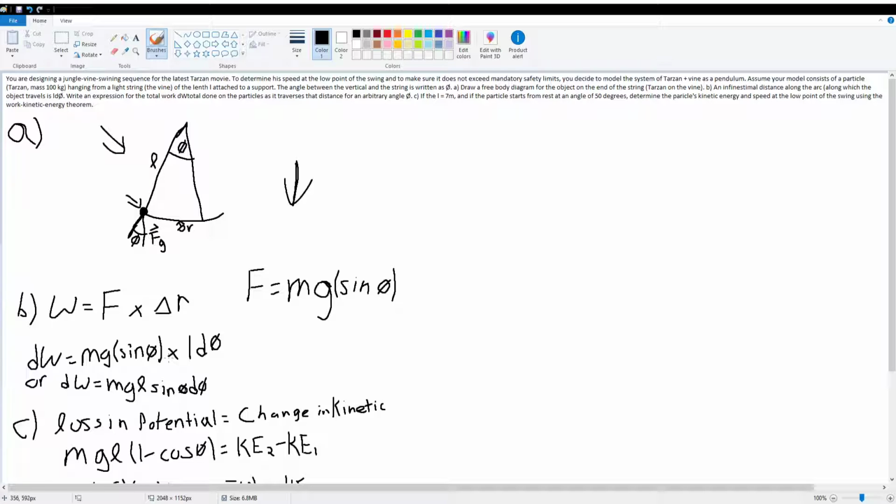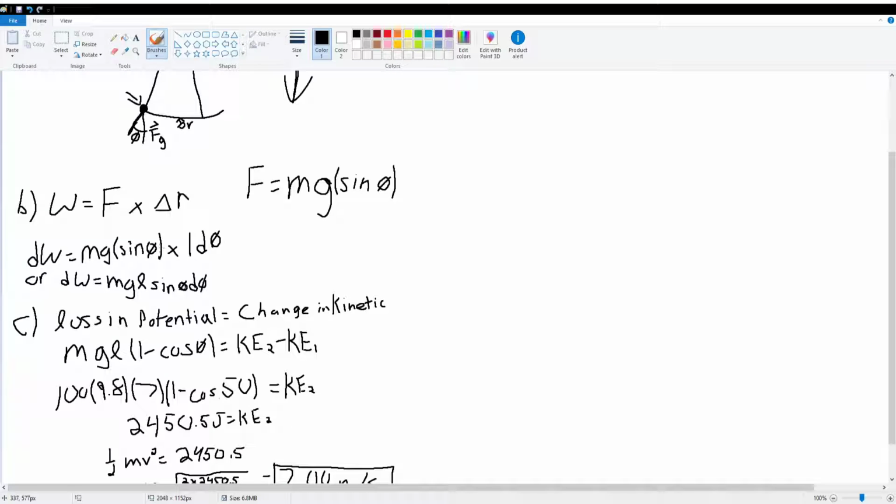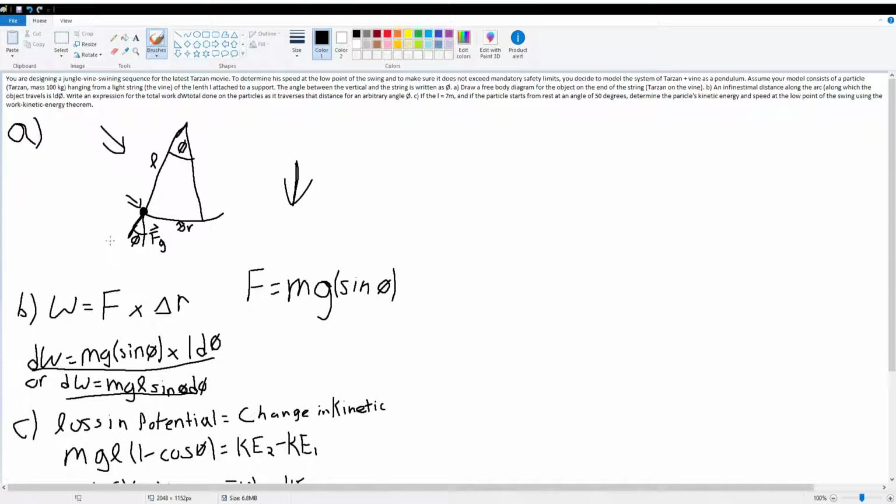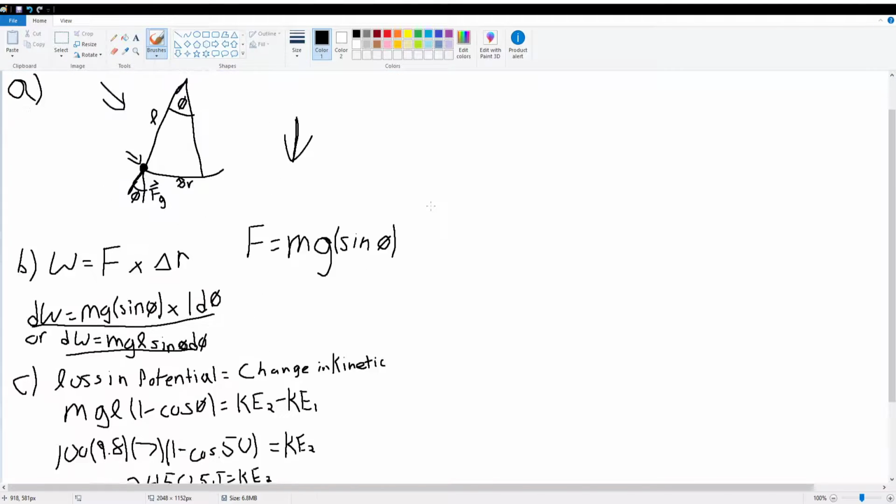And then times the displacement, which we were given in this: the distance the object travels is L d theta. So this is his displacement. And so we can rewrite this as mg times L times sine theta times d theta. But these are both right. And these are formulas you can use to find the work done on the particle, which is Tarzan.